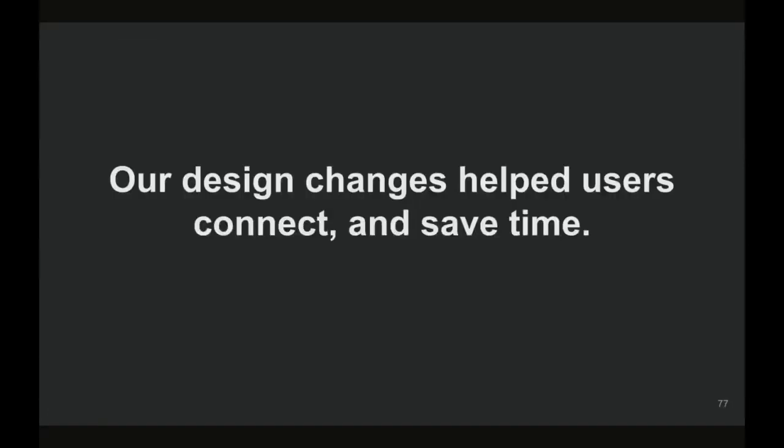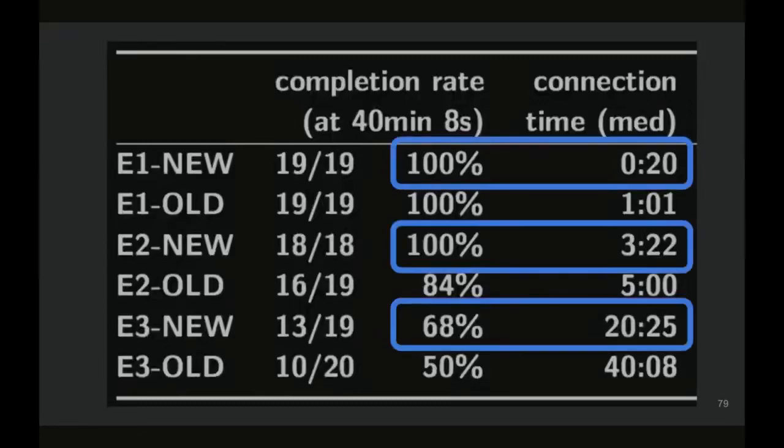Another thing that we learned was that our design changes did help users connect and save time, as you can see. And if you look at our paper, there was a statistically significant improvement in the amount of people that were able to connect to Tor, and we saved people a bunch of time. In the really comprehensive censorship environment, we saved them an average of 20 minutes.